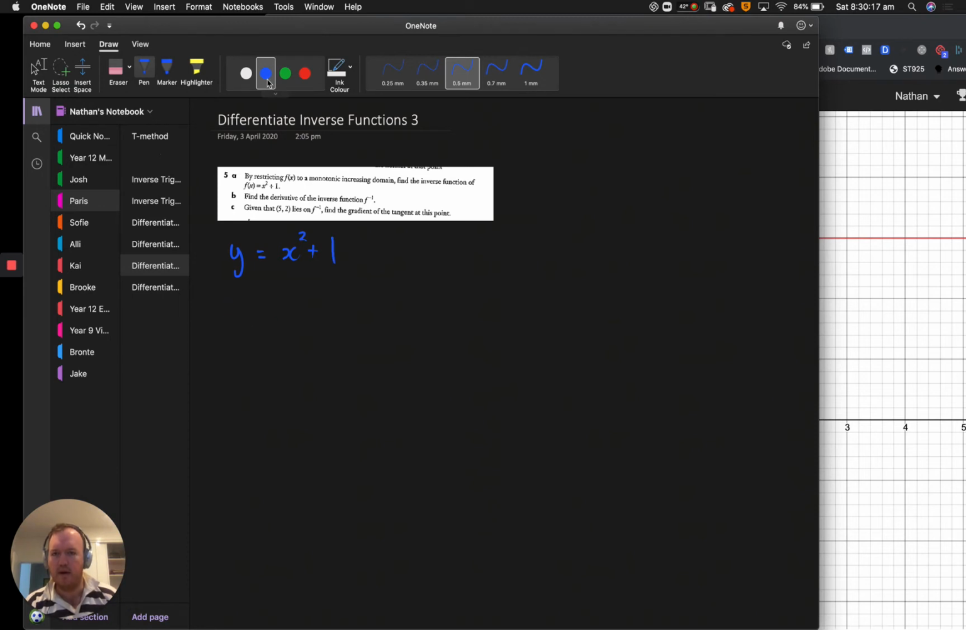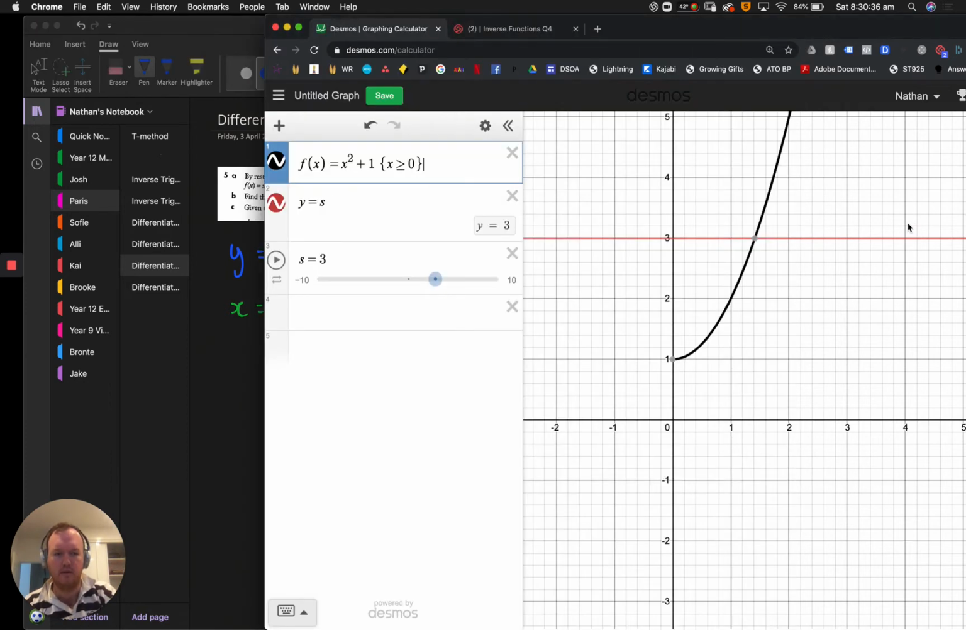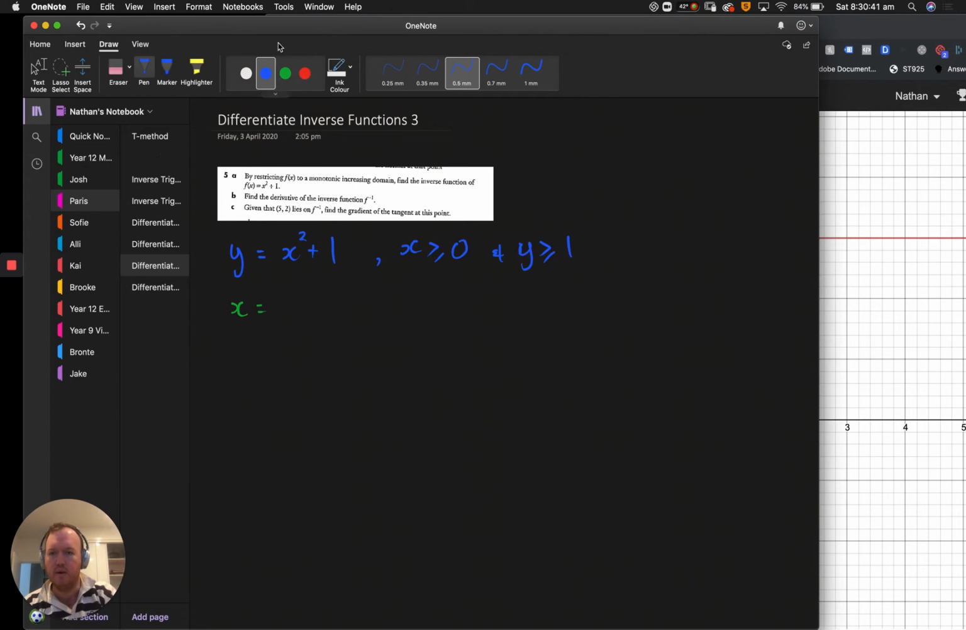To find the inverse function, we're going to start by switching the x's and y's, and, very important actually, stating the domain here. This is for where x is greater than or equal to 0, and the range y is greater than or equal to 1. Just jumping back over here, y is greater than or equal to 1. So really important. So when we jump over and switch our x's and y's, x equals y squared plus 1.